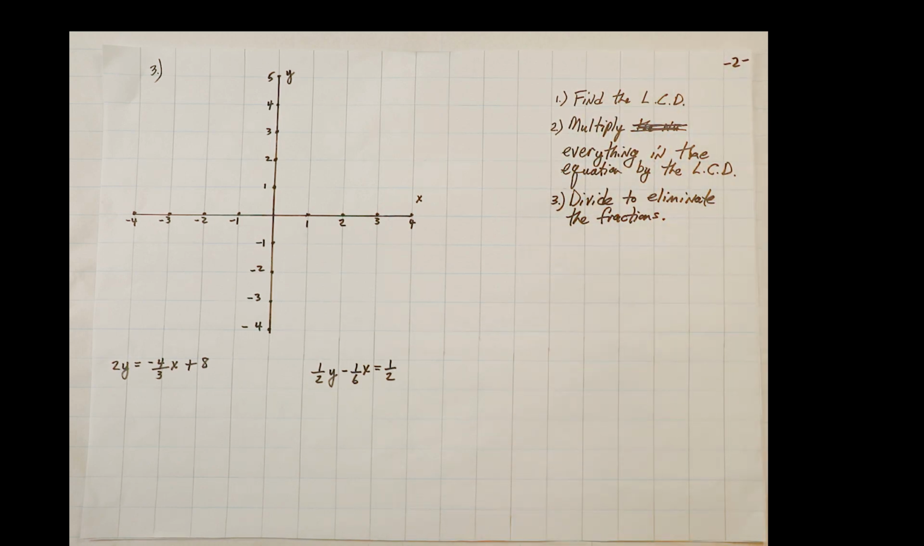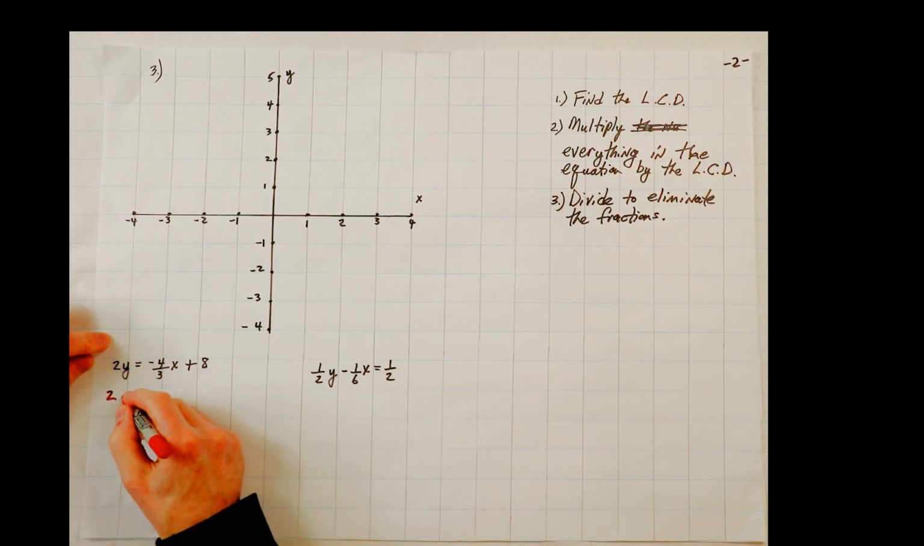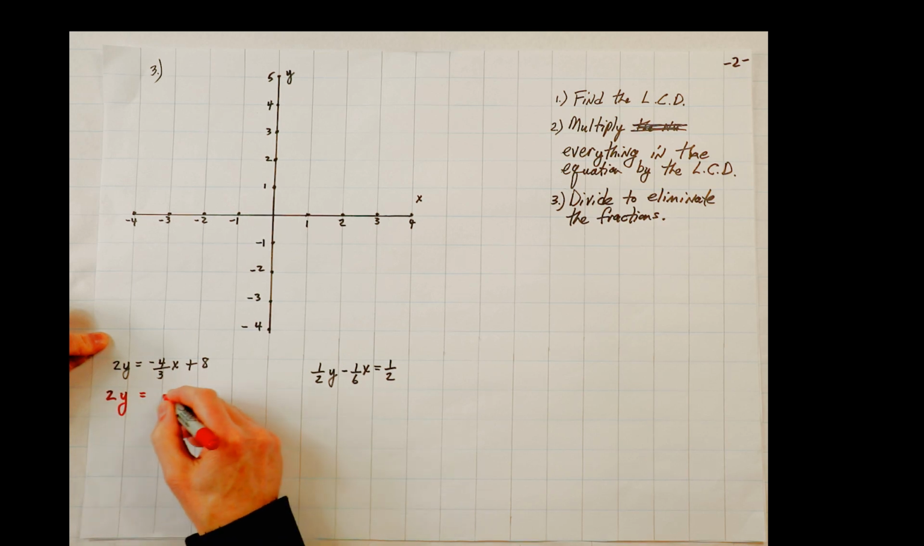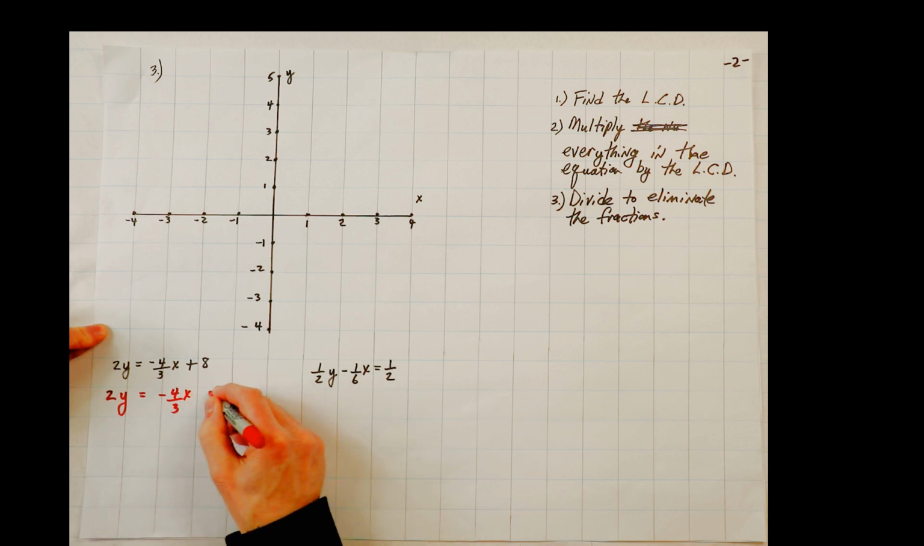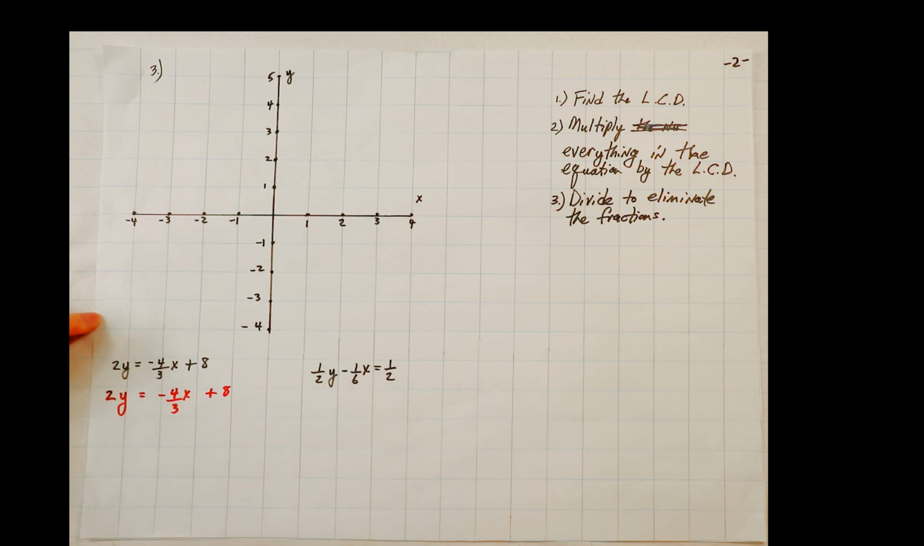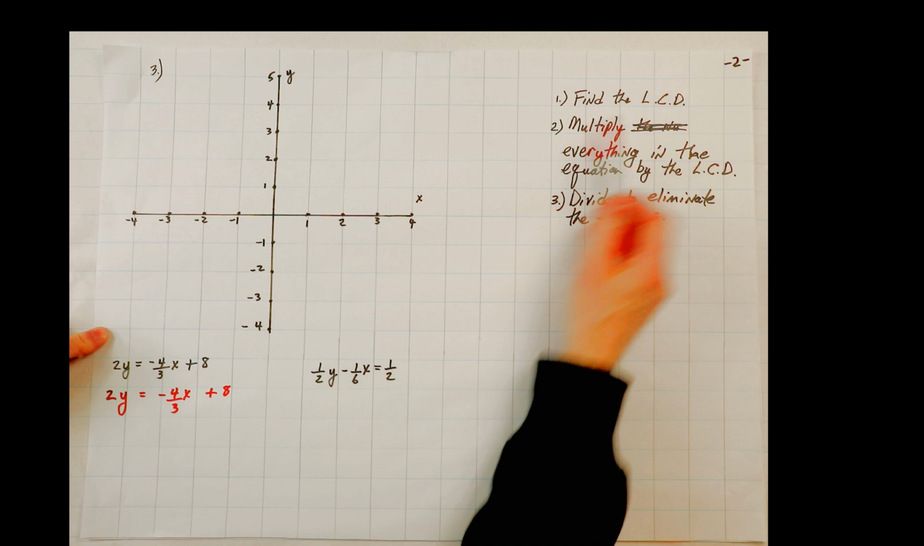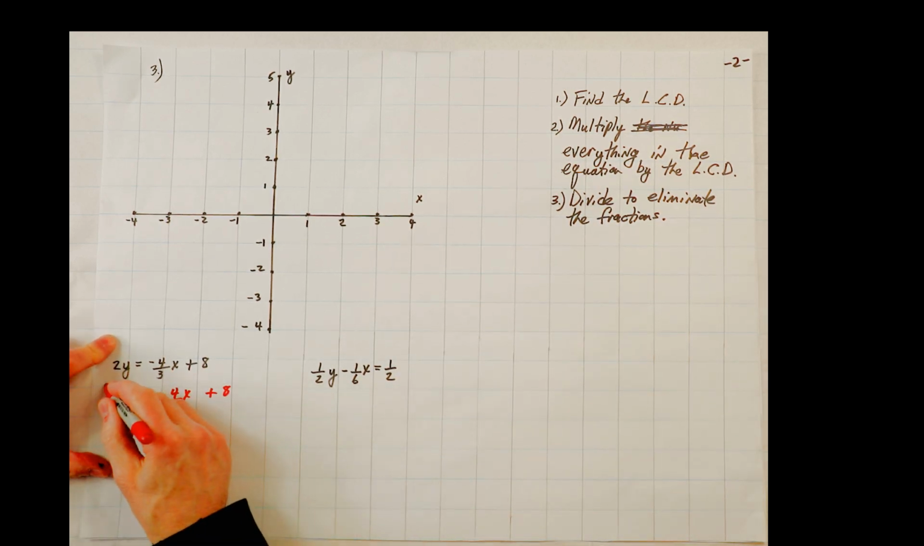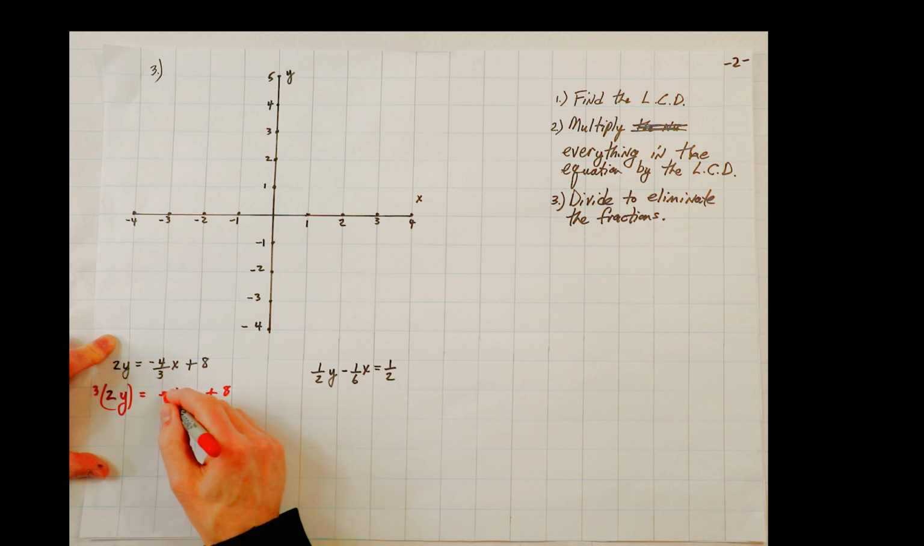All right, let's go to this one, I'm going to use red. All right, 2y is equal to minus 4 over 3x plus 8. So this is like 8 over 1, this is like 2 over 1, so there's really only one denominator. So it's the LCD. Find the LCD. So now we're going to multiply everything in the equation by the LCD.